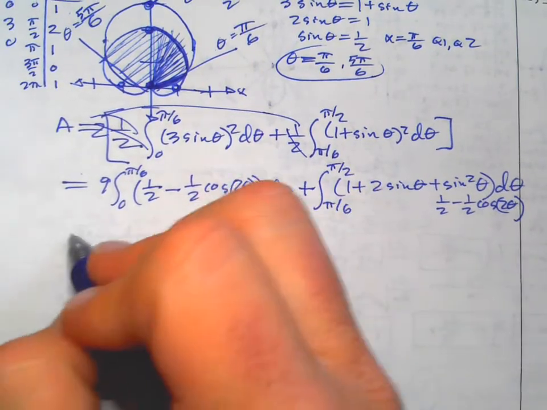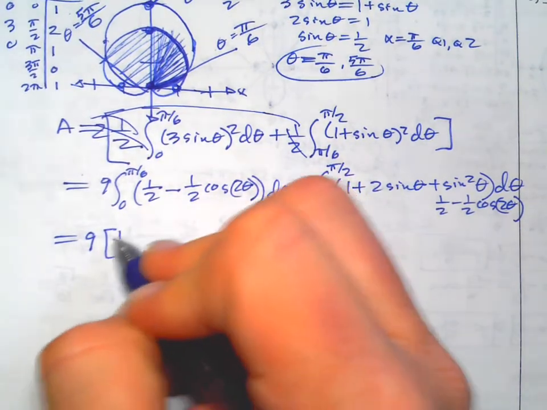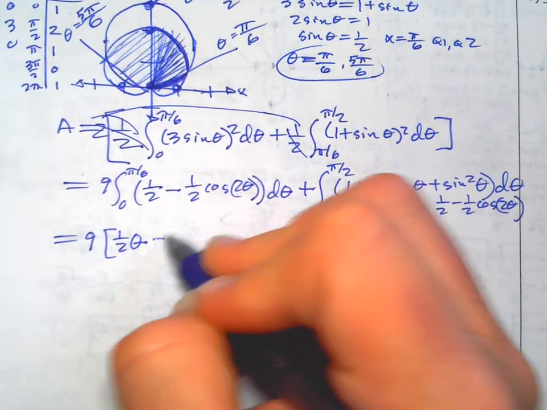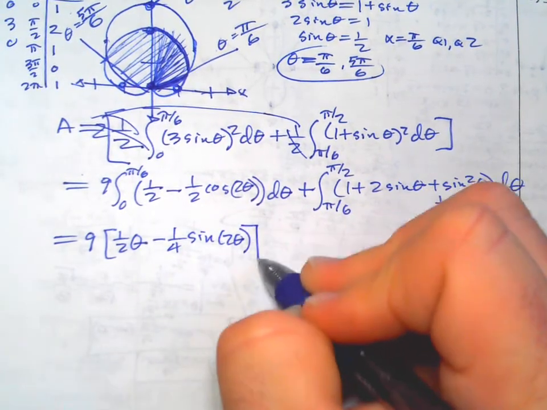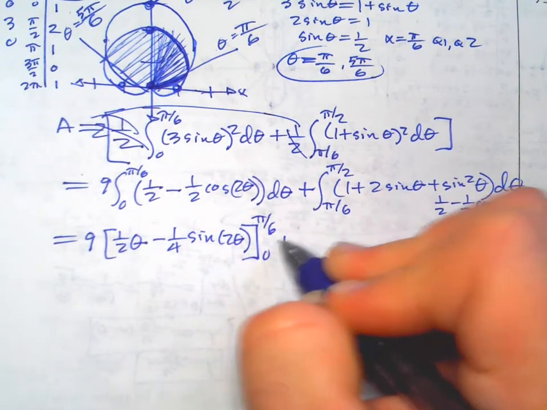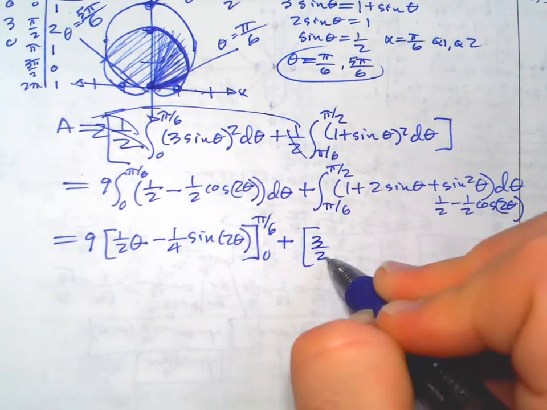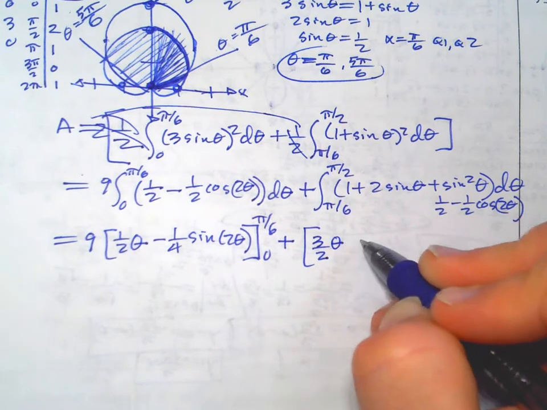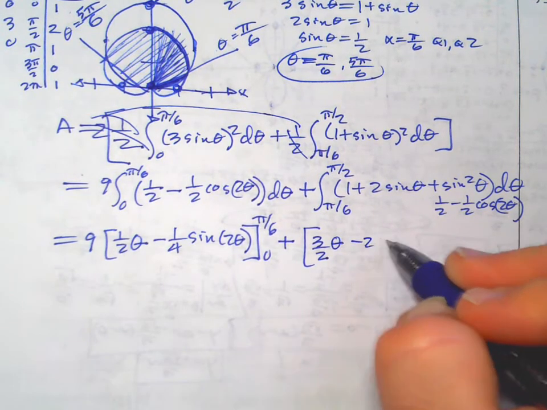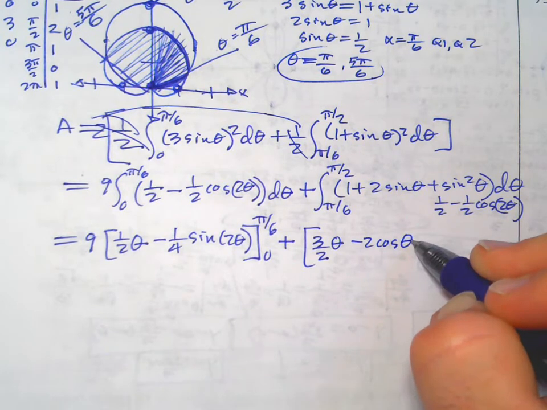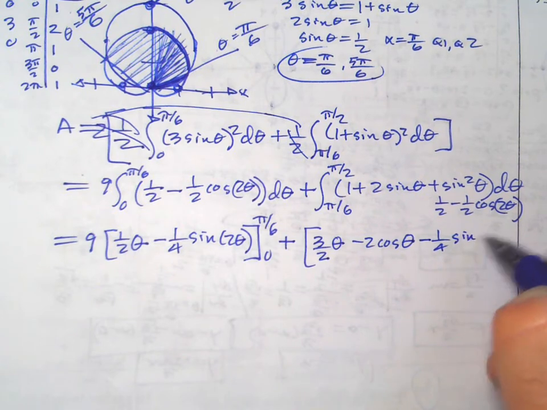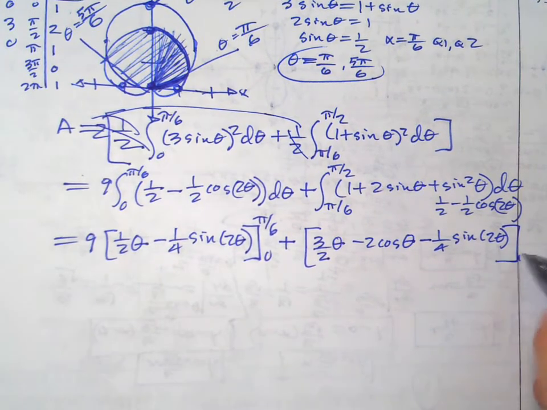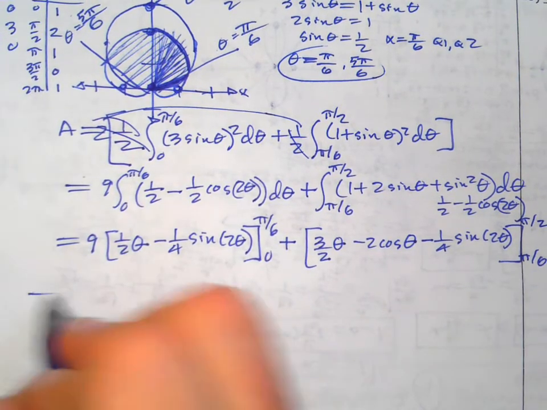Okay. So now I'm going to integrate, antiderivatives. Three halves theta minus 2 cosine theta minus 1/4 sine 2 theta. So I think that's it. Just be careful here.